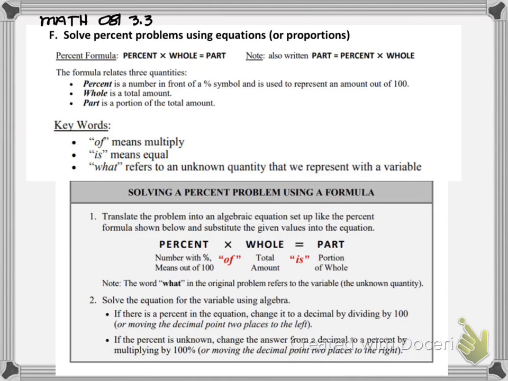Hi everyone, and welcome to this video for Math OD1, Chapter 3, Section 3. In this video, we're going to learn how to solve percent problems using equations or proportions.